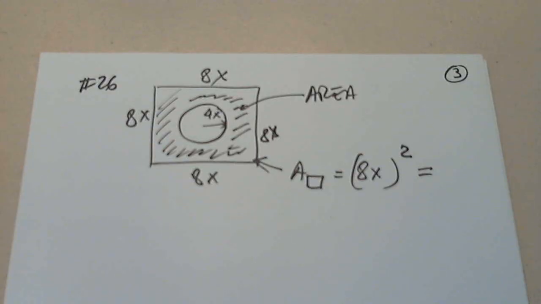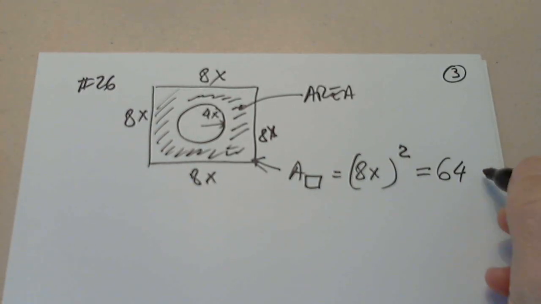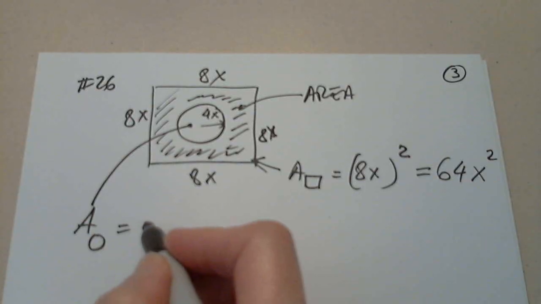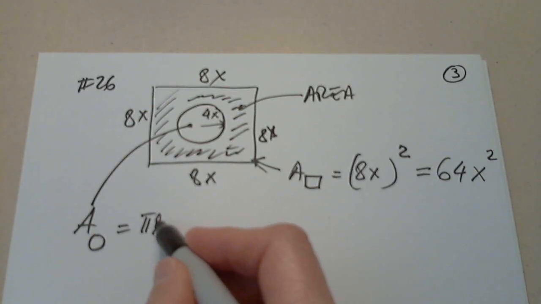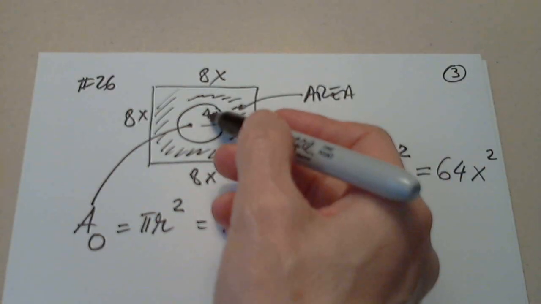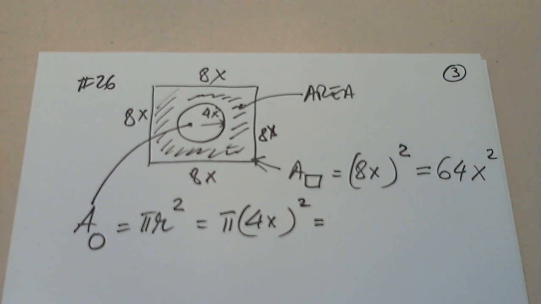Anybody, please? 8x, 16, or... You mean 64? Yeah, 64x squared. Indeed. Now let's determine the area of the circle. Remember, it is pi r squared. So we have pi, and the r is 4x, everything squared. So what do we get?